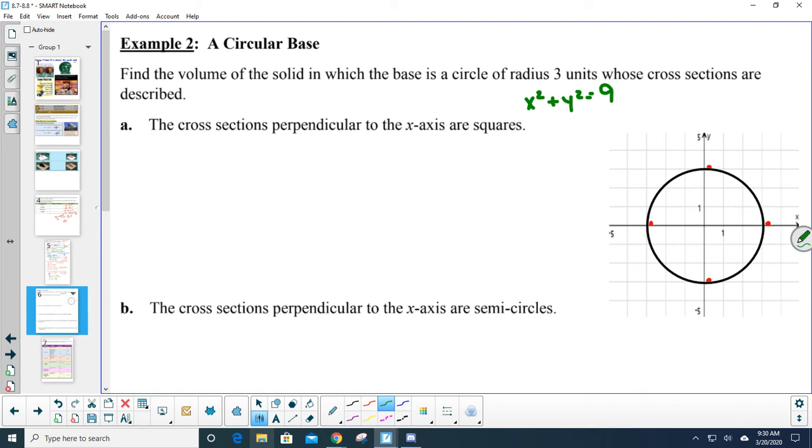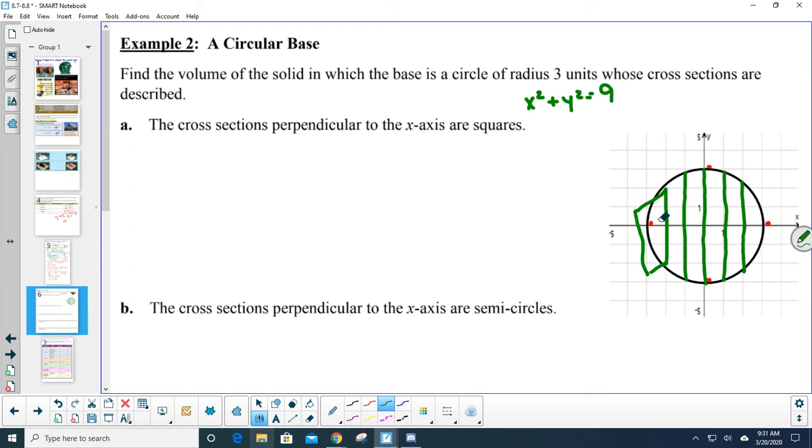Now, here's the deal. Our cross section is perpendicular to the x-axis again, so we're going to be going this way again. We're going to have squares coming out of the screen towards us with all these different side lengths. All of these are squares coming out at you. Pretend that's a square. That doesn't look like a square at all. Pretend. You're going to have squares come at you that way.